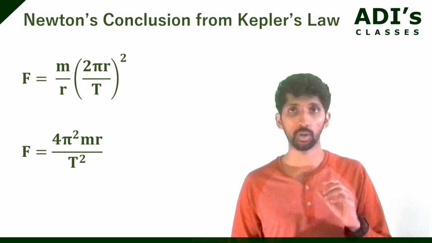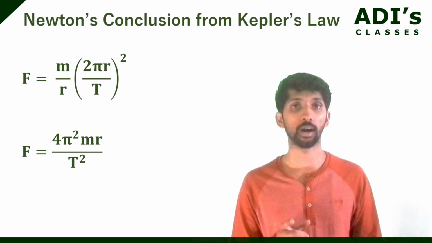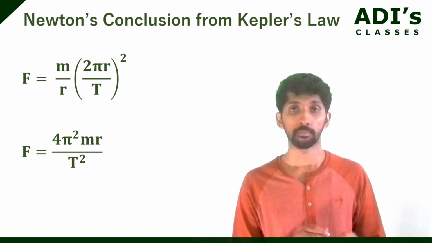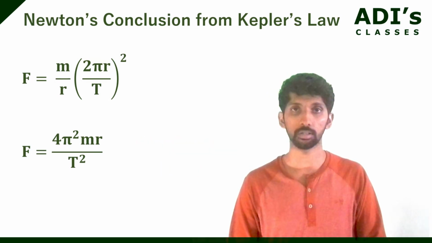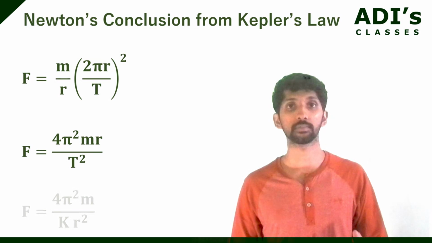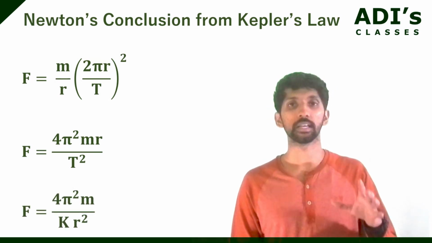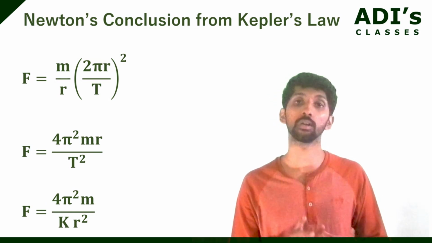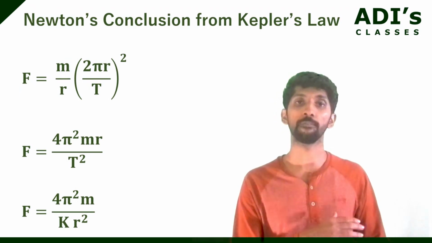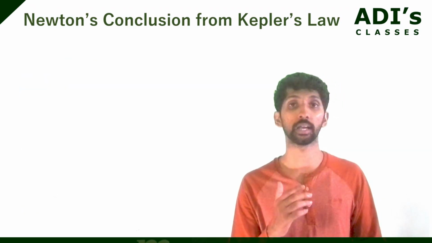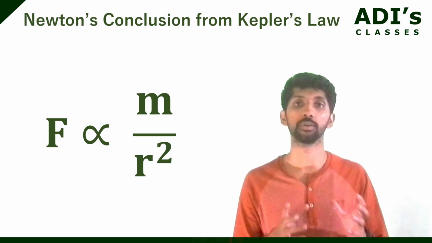Now we have F to be 4 pi square m r divided by T square. But what is T square? K into r cube. Remember, that's Kepler's law. So we get 4 pi square m divided by k into r square. 4 pi square and k, all of them are constants. Since all of them are constants, I can say F is proportional to m divided by r square. Correct? So this is the conclusion Newton reached.